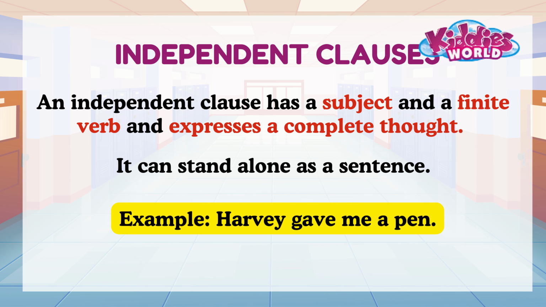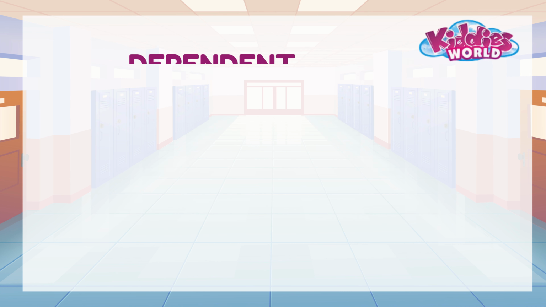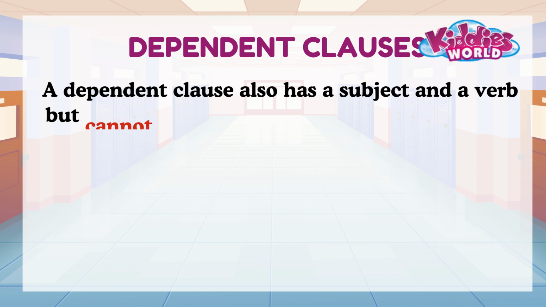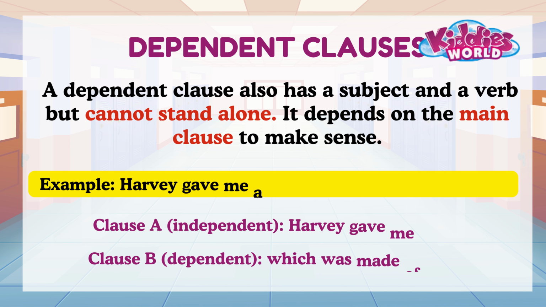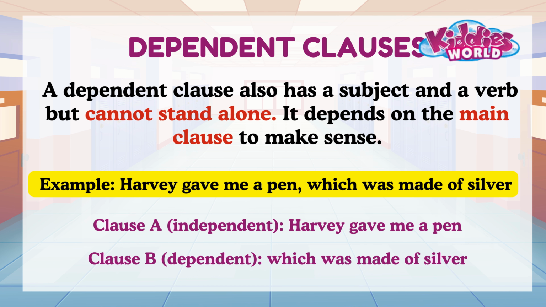Example: Harvey gave me a pen. Dependent clauses. Dependent clauses also have a subject and a verb, but cannot stand alone. They depend on the main clause to make sense. Example: Harvey gave me a pen, which was made of silver.